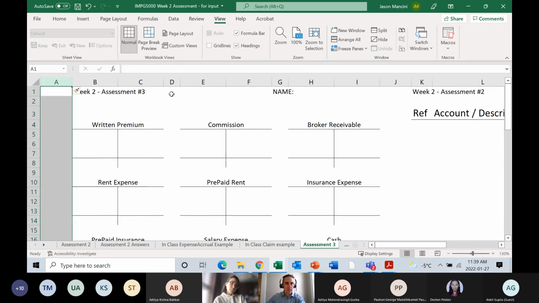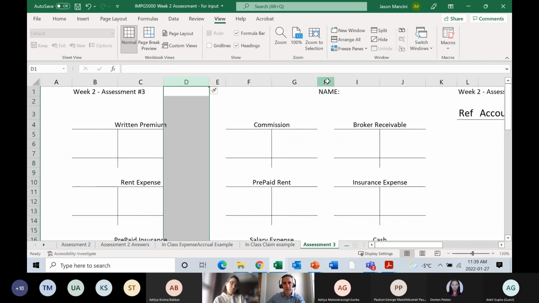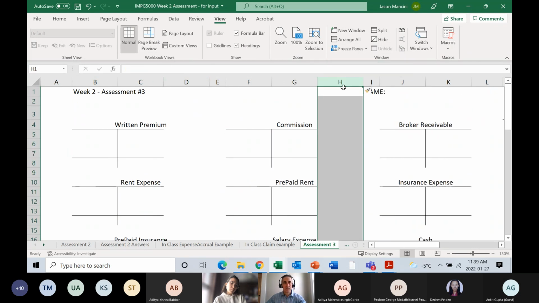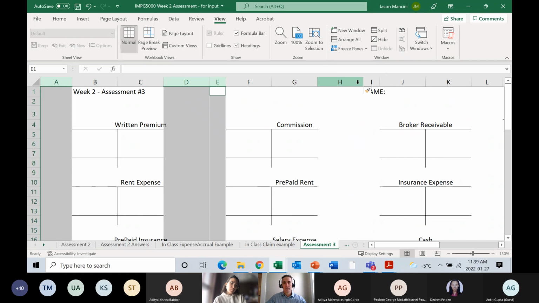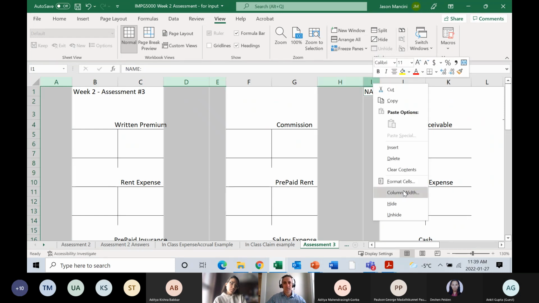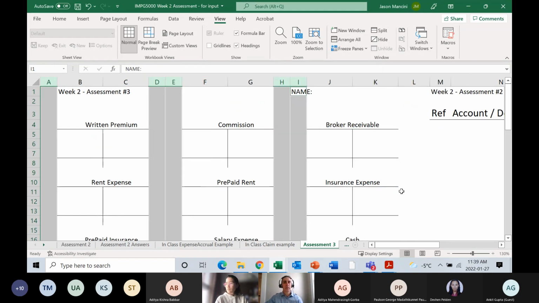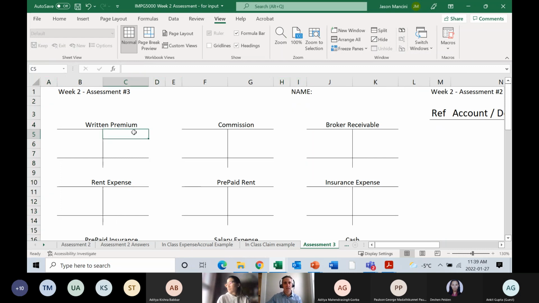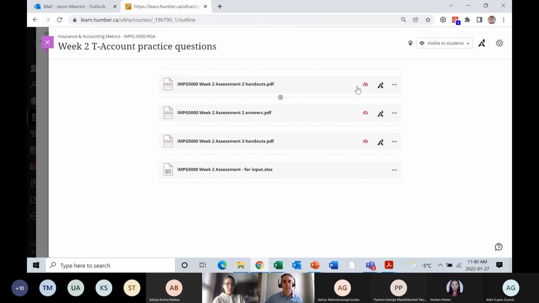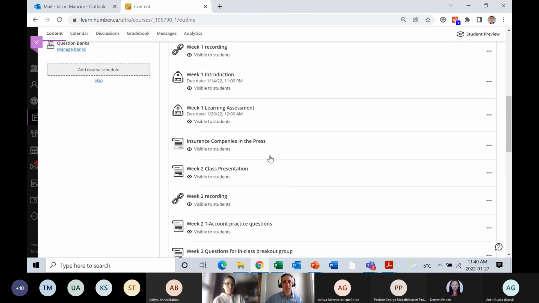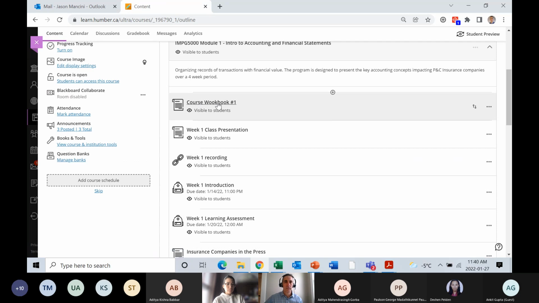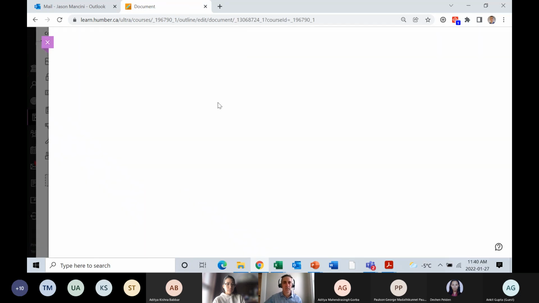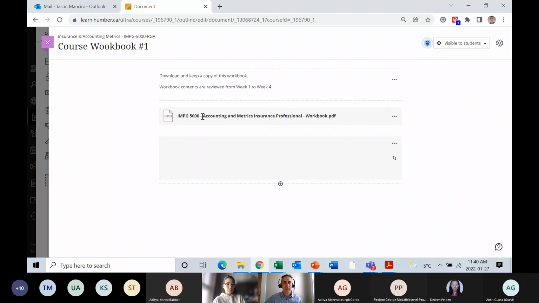Okay, and I'm just going to put in a couple blank columns here. Okay, so we had 12,000 binding a policy. And our other tool that we use is our workbook, okay? So I'll download that just so it's handy as well.